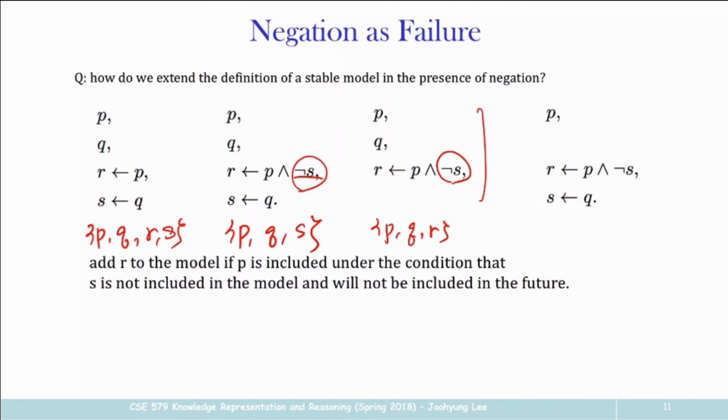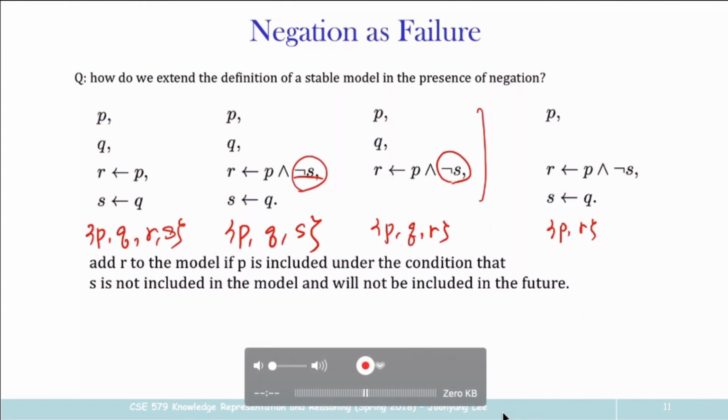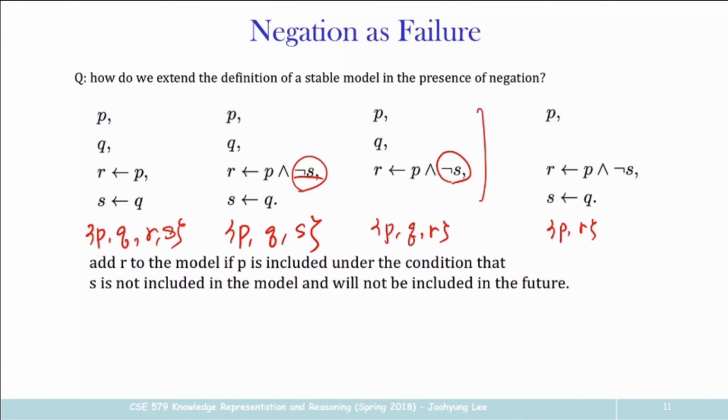What about the last one? P and R. Any other idea? So why P and R? Obviously P must be there, right? But should Q be there? No, Q is not even in the head anymore, right? So Q cannot be true.